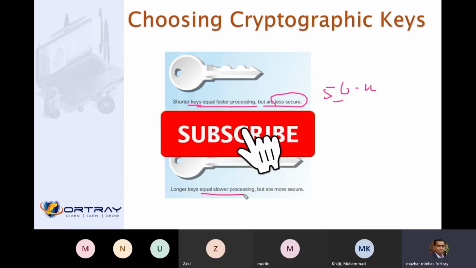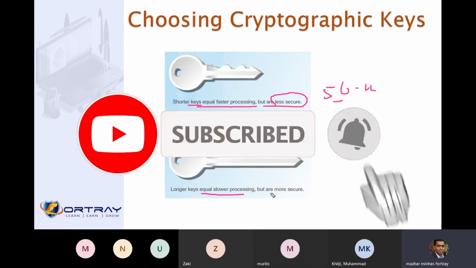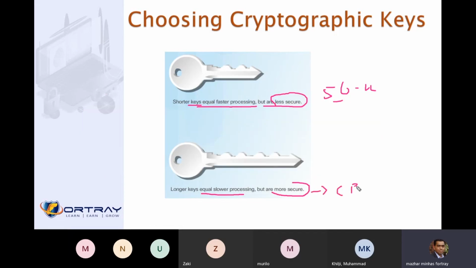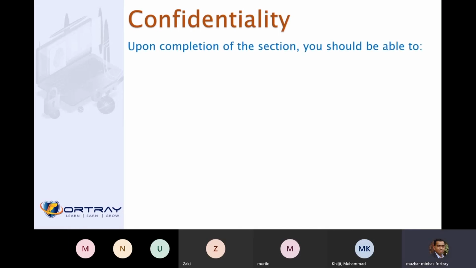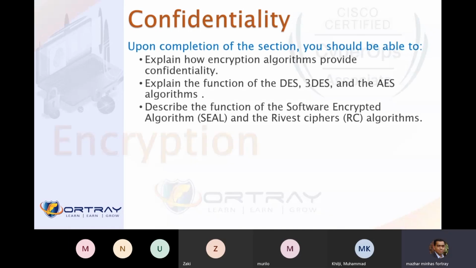Longer the key, slower the process, no doubt, but it is more secure. But it will take more CPU as well. Keep in mind, more resource intensive. Okay, so this is the confidentiality part finished.